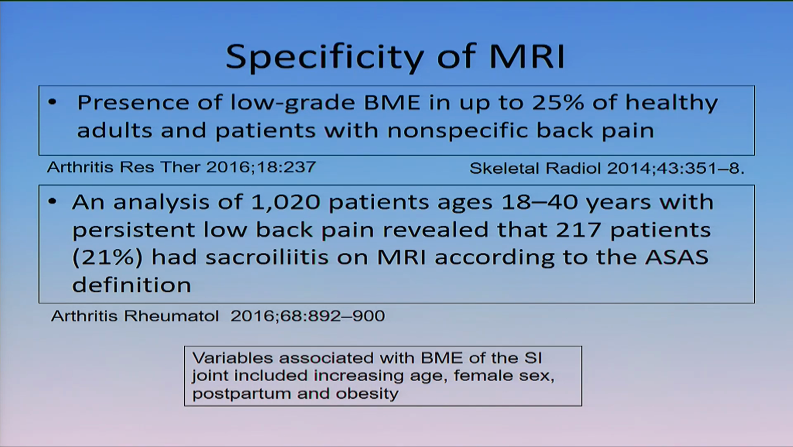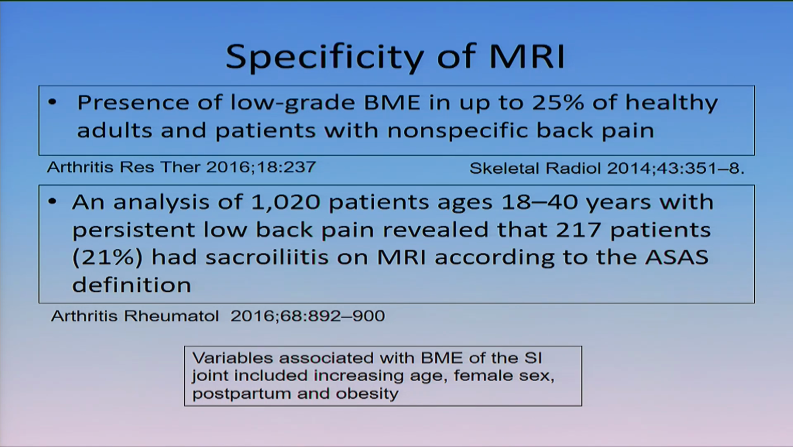The specificity of MRI was also questioned, because there are 2 or 3 interesting studies, and I'll go through them in sequence. A lot of studies came about from 2005 till this time, where low-grade bone marrow edema was found in 1/4 of healthy individuals. And these individuals, if you look very carefully, may have up to 4 clinical criteria of spondyloarthritis, but they will not fulfill the criteria.